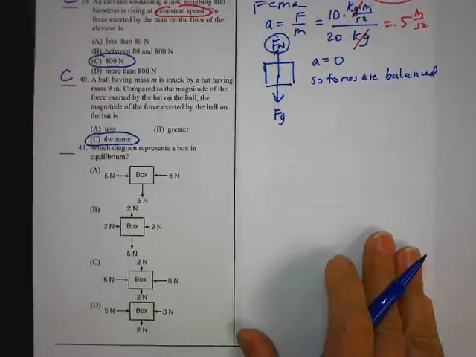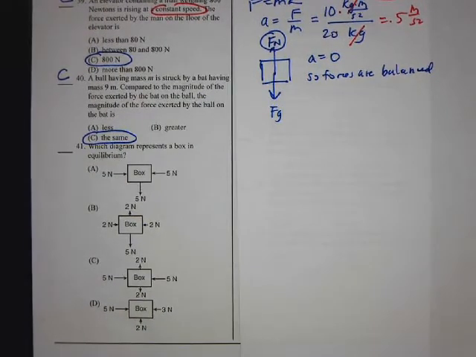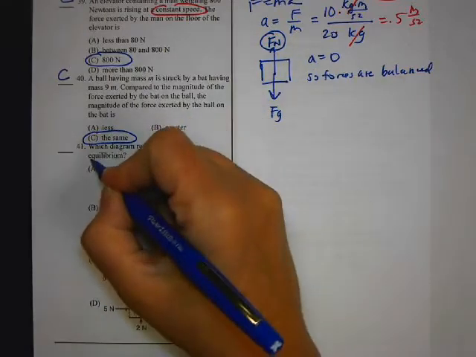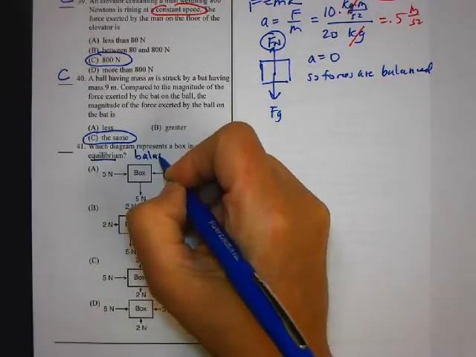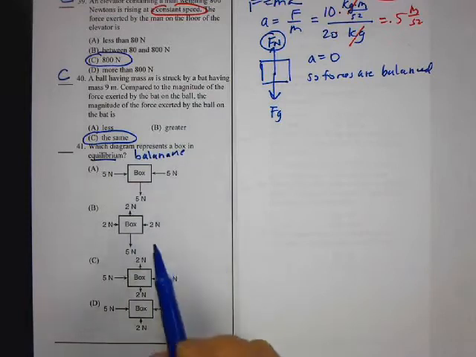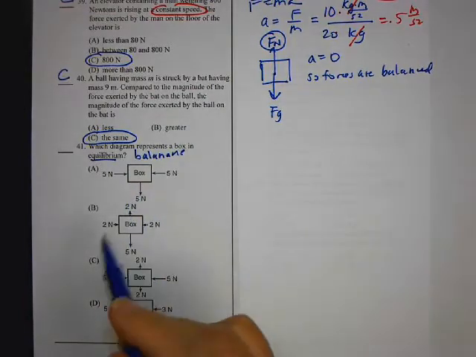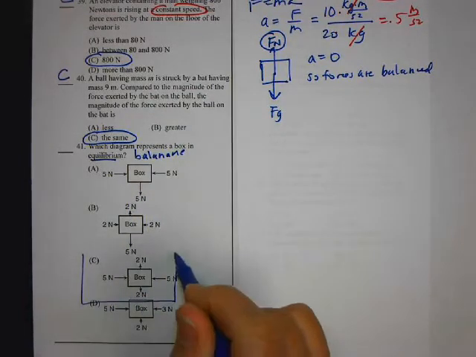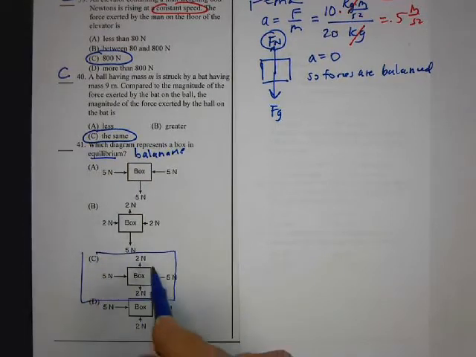All right, number 41. Which diagram represents a box in equilibrium? So equilibrium means that the forces are balanced. So I have to look at all the choices, and the one where the forces are balanced in both the x and the y direction is going to be choice C.